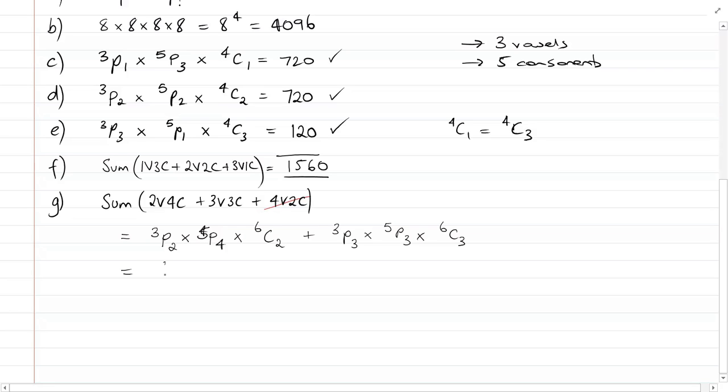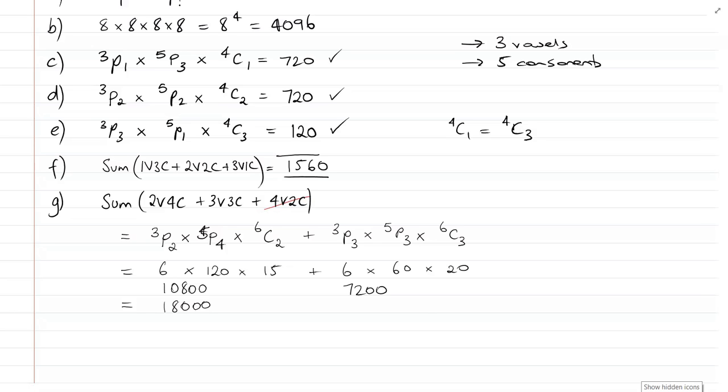And this is equal to 6 times 120 times 15 plus 6 times 60 times 20. And on your calculator, you'll be able to quickly work out that this is 10,800 plus 7,200, and in total, that is 18,000. And that is question one from exercise 6.1 completed.